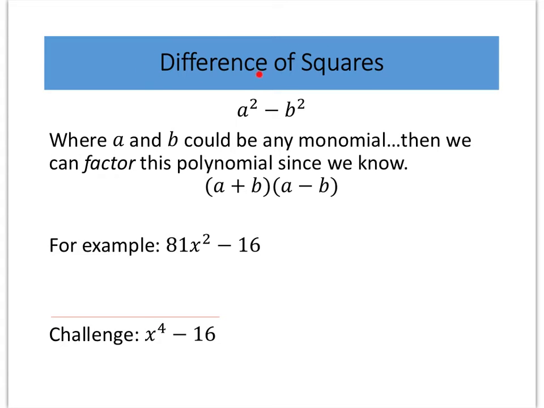So this is called a difference of squares, and why it's called that is because difference is for subtraction, and squares means you're taking one square thing and subtracting another square thing. Where we think about a and b could be any monomial, any term, any set of terms. So like a could be 2x. Then we can factor this polynomial since we know that a plus b times a minus b is equivalent to that. If I were to distribute this, I would simplify to this, and it's kind of a fun exercise to go ahead and do that.